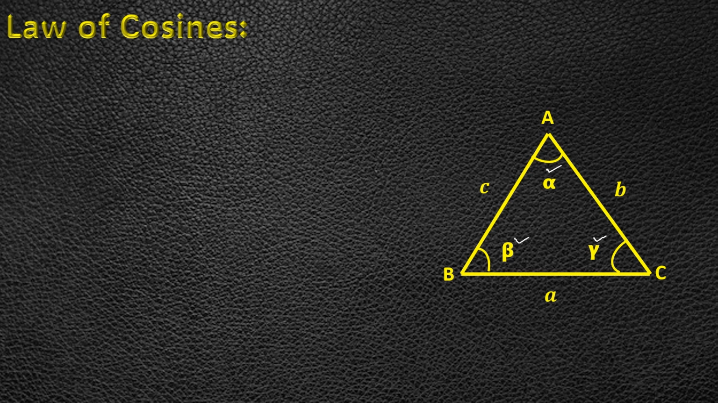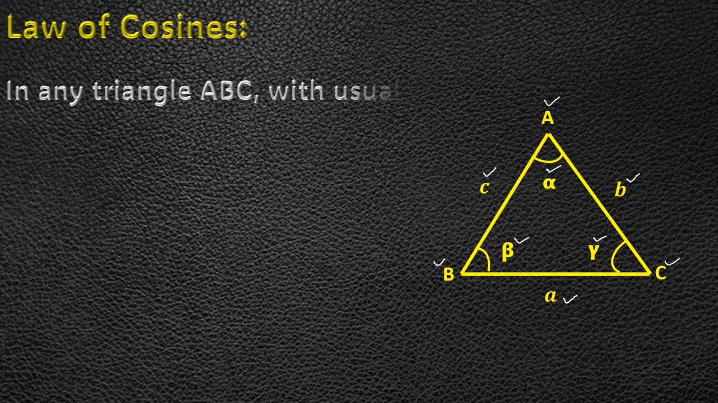The side opposite to vertex A is denoted by small letter a. The side opposite to vertex B is denoted by small letter b, and the side opposite to vertex C is denoted by small letter c. So, according to the law of cosines, in any triangle ABC with usual notation, a square is equal to b square plus c square minus 2bc cos alpha.